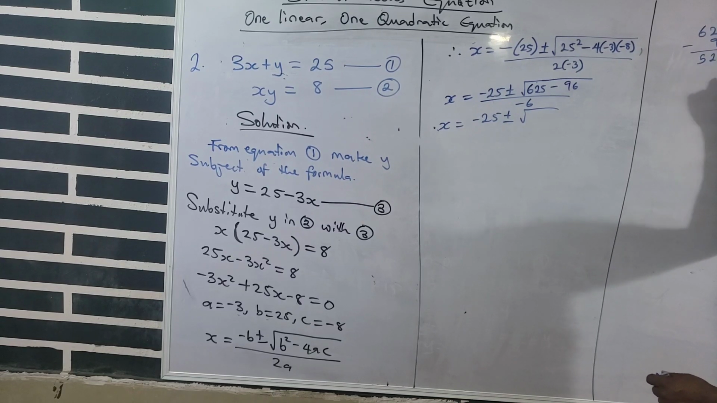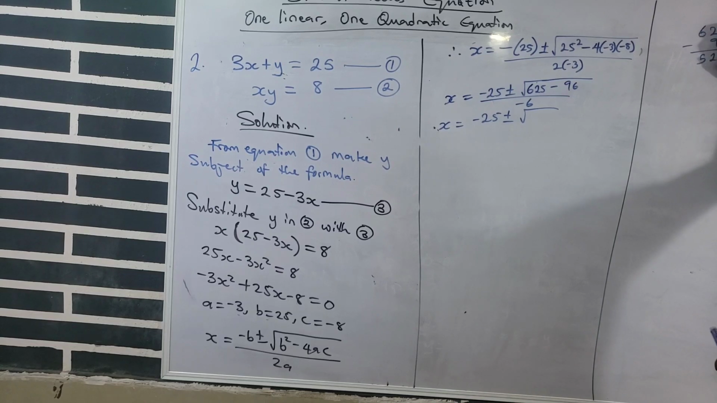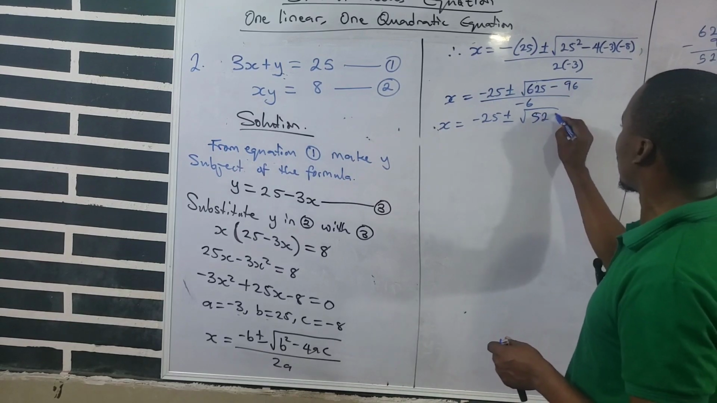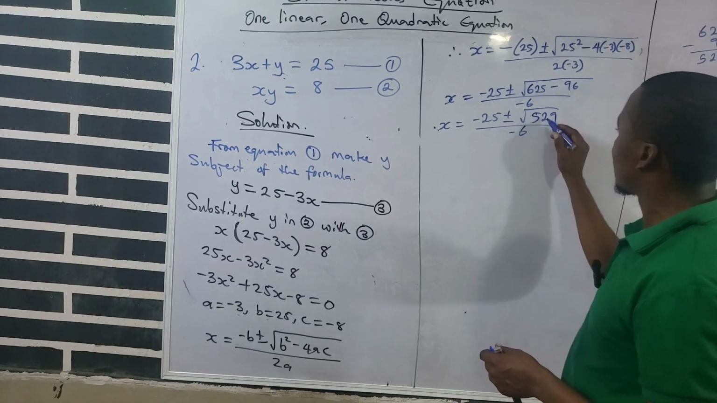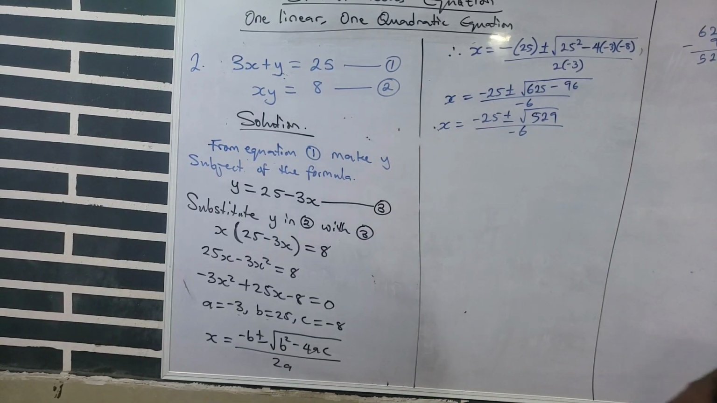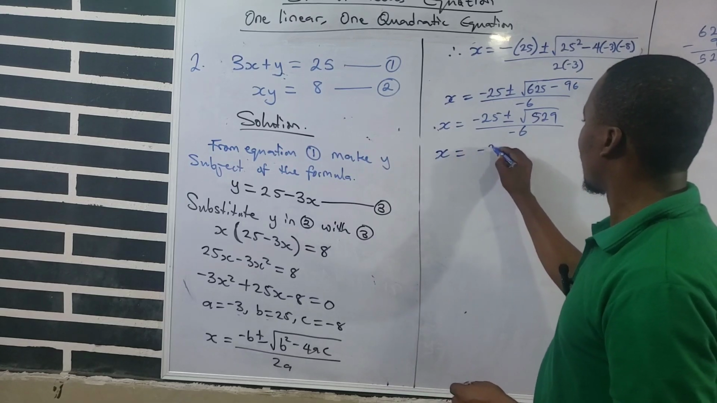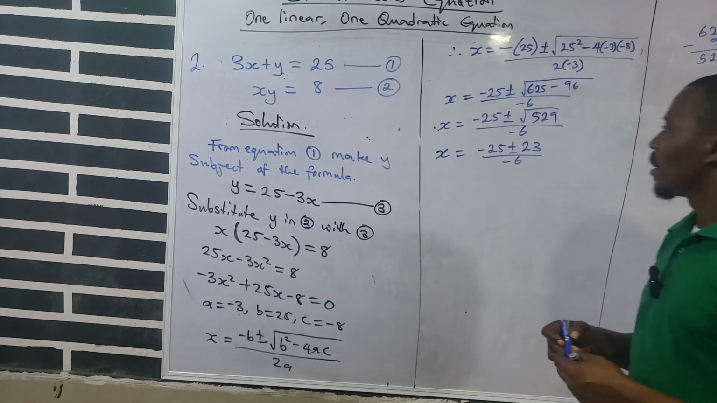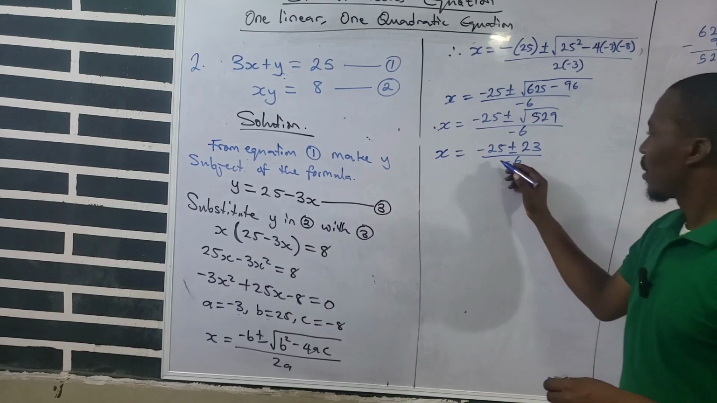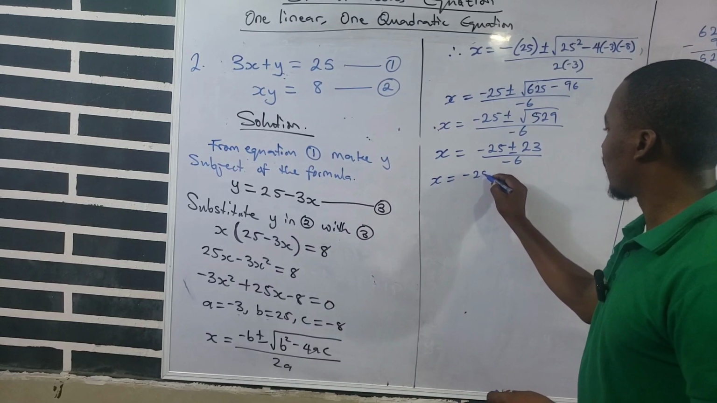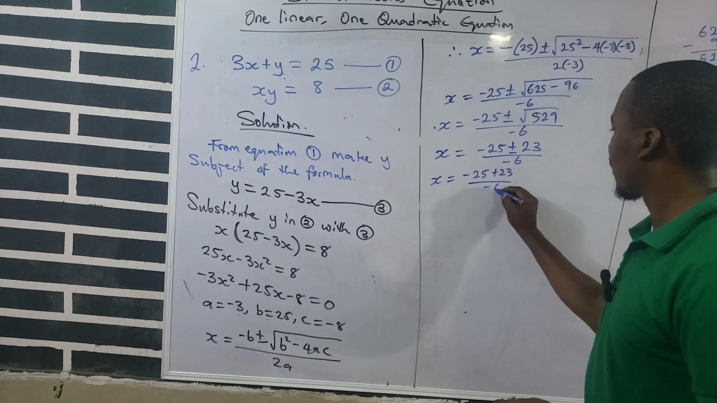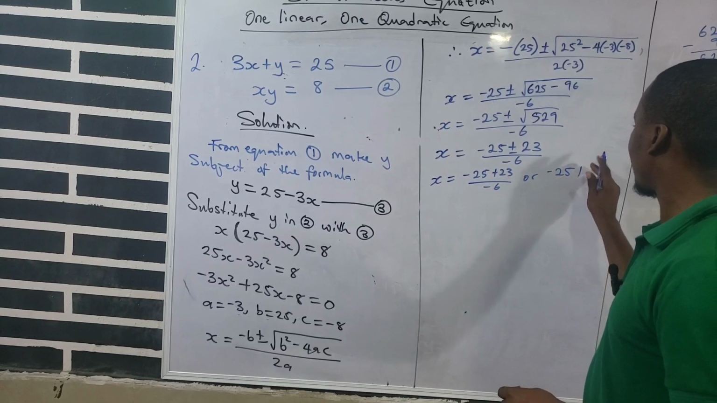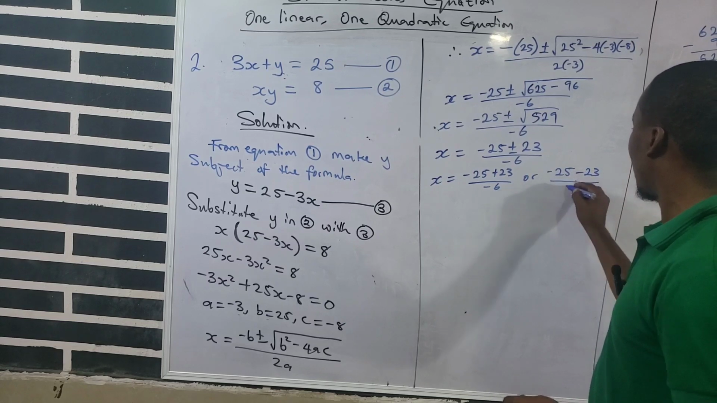Yes, so 15 minus this will give us 9, remaining 1, borrow 1, 11 minus this will give us 2, so that will give us 529 all over minus 6. And the square root of 529 will give us 23. So x equals minus 25 plus or minus 23 all over minus 6. So that will give us that x equals minus 25 plus 23 over minus 6, or minus 25 minus 23 over minus 6.